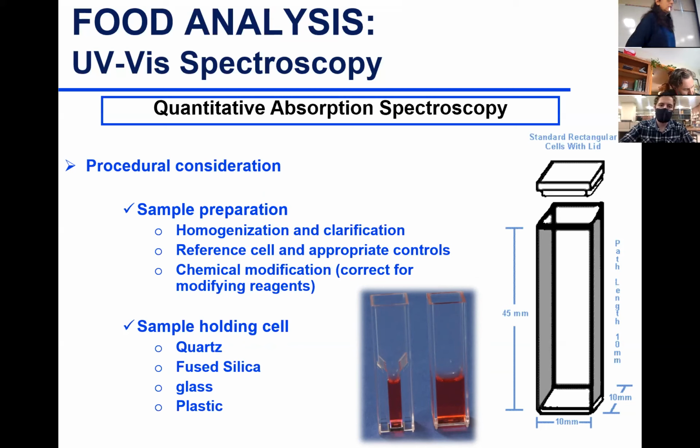Sample holding cell. So the cuvettes are very important. You don't want them to absorb light in the same region where your analyte is absorbing light. So if we want to measure in the UV range, you use quartz or fused silica. If we're measuring in the visible range, we use glass or plastic, cheaper, and disposable plastic cuvettes.